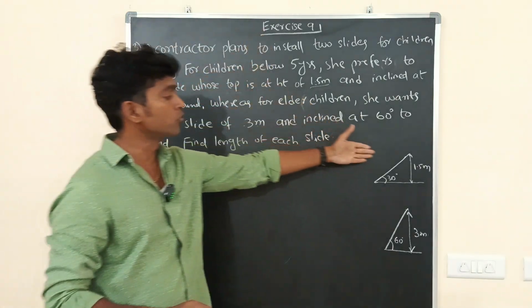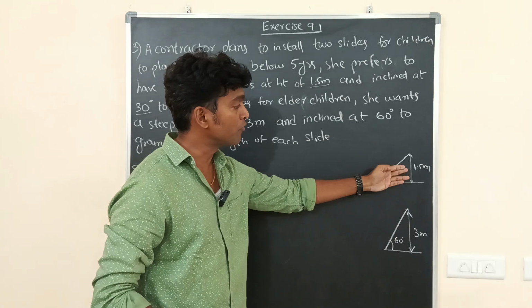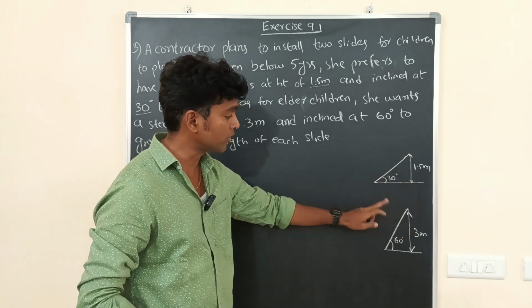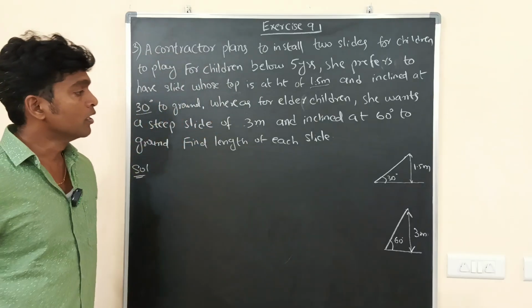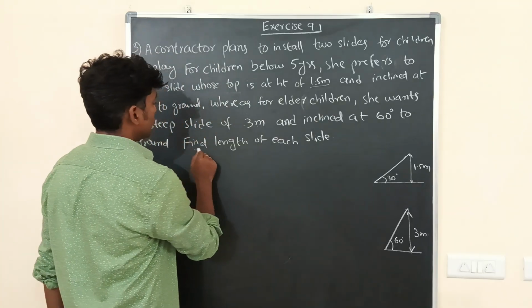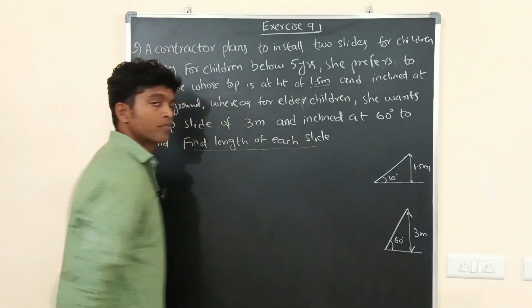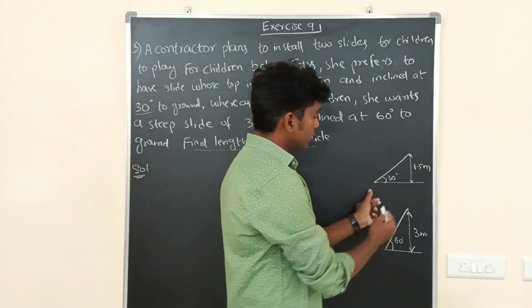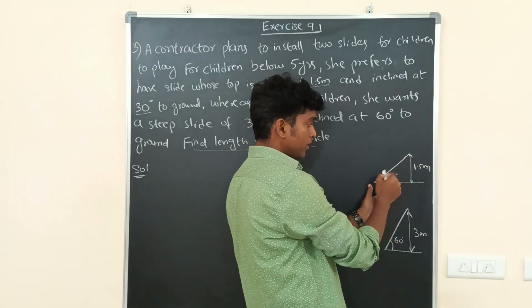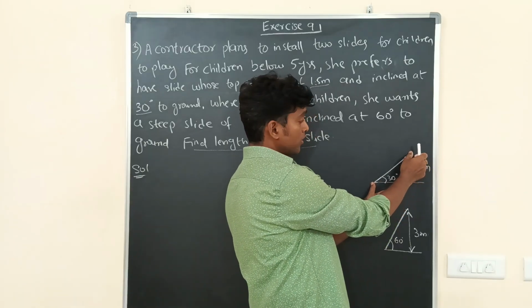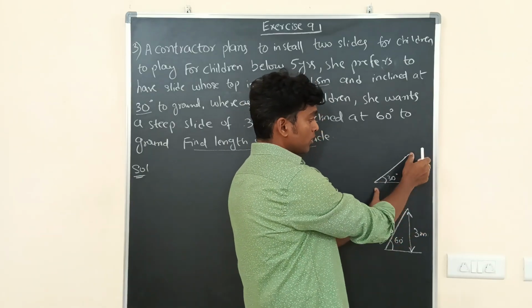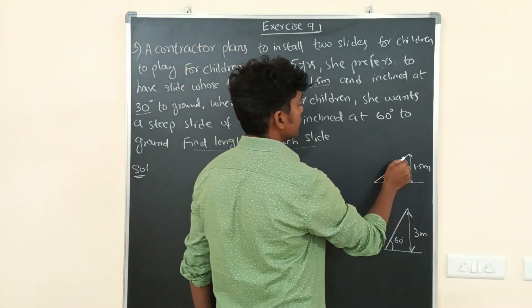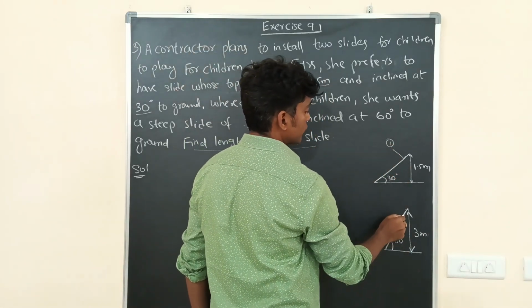There are two slides we have, one whose top is 1.5 meters high and another whose top is 3 meters high, and whose angles are 30 and 60 degrees respectively. Now we have to find the length of each slide. This is the question. The length of the slide is this inclined part. We have to find these two lengths. Let us consider this one as slide number 1 and this one as slide number 2.